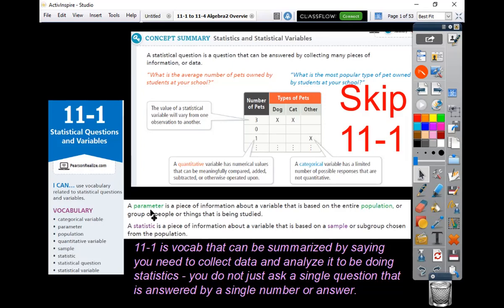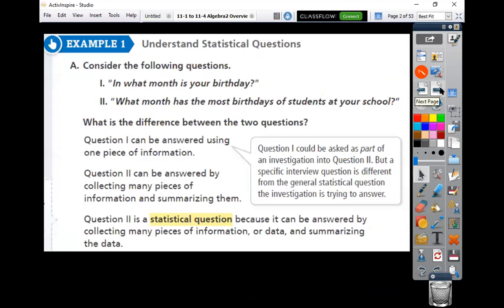Category of data is like a number. Quantitative, I mean, categorical, is when you have an answer that's not a number, like a word or something, and quantitative is when you have a number answer. So it's just stuff like that. A statistical question is one that can be answered with many pieces of information being the key.